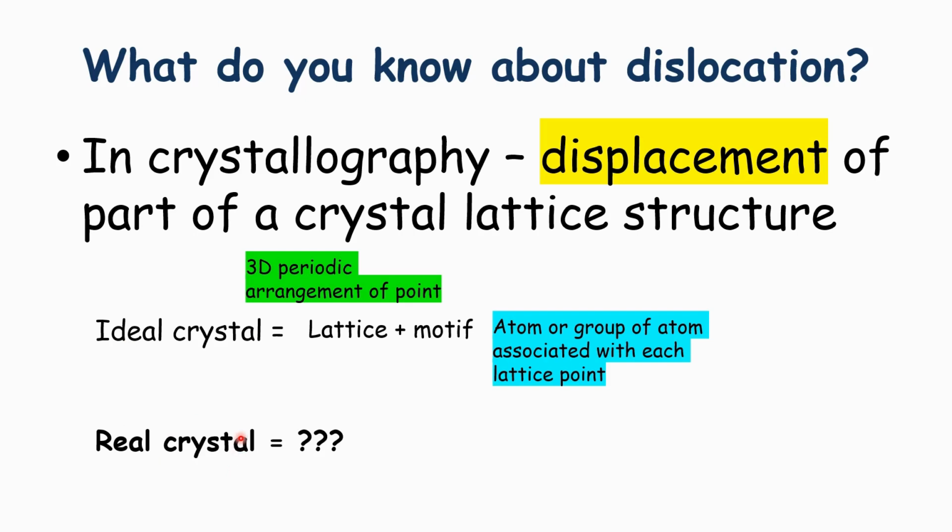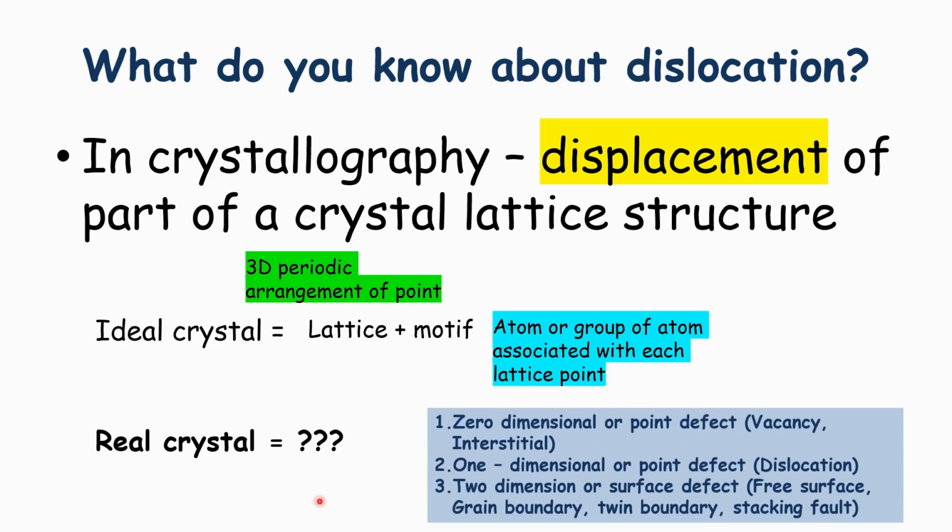So how can we classify defects? We have point defects, such as a vacancy or interstitial. We have a zero-dimensional or point defect such as vacancy or interstitial, and also we have a line defect, that is a dislocation. A line defect is also known as a one-dimensional defect. And also we have a two-dimensional or surface defect, such as grain boundary, twin boundary, and also a stacking fault.